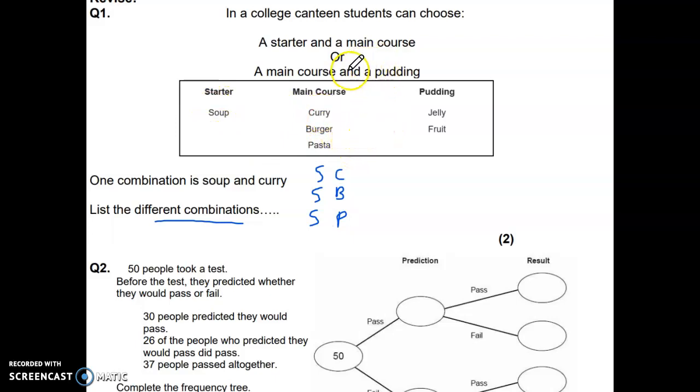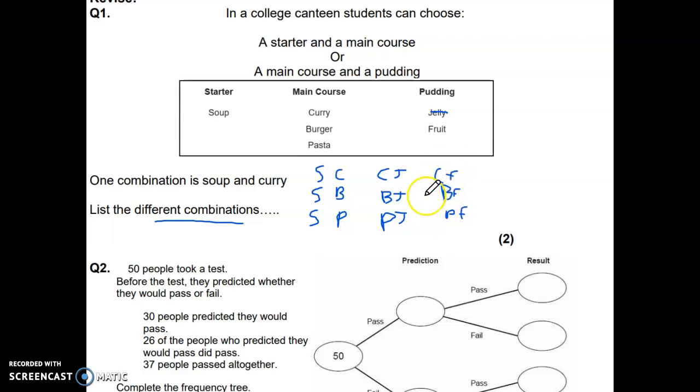Next thing then, so you can choose a main course and a pudding. So you could go for a CJ, you could go for a burger and a jelly. I won't use the letters. You can go for a pasta and a jelly. So notice how I'm doing it in a logical order. I'm not just putting random letters in. So that's a jelly done. Next one will be fruit. So you can go for a curry and fruit, CF, a BF, and a PF. So all our different combinations are written out.